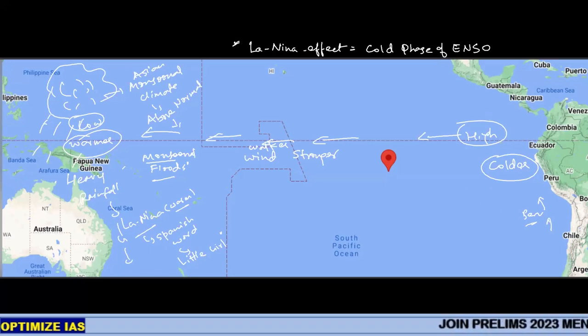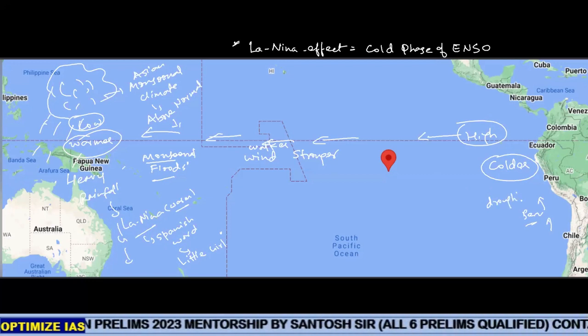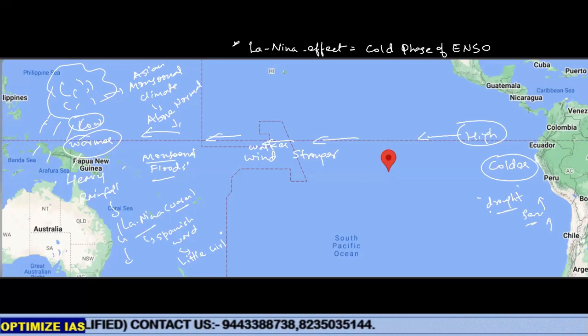The American coast of Pacific will be experiencing what? Already dry. So the deserts become more extreme drought affected, more dry. That's the only thing. So forest fires will be what? Forest fires on the Pacific coast will be more. All that is logical.